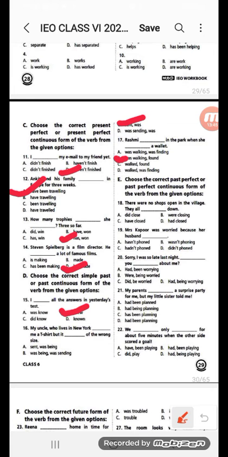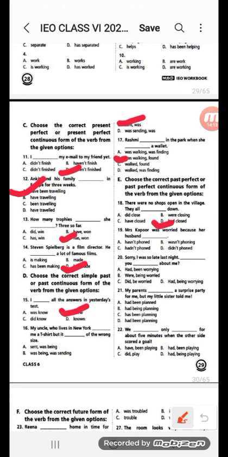Whereas perfect continuous tense shows an action that continued for some time in the past before getting completed. It takes the form had plus been plus verb plus ing. Now, number 18. There were no shops open in the village. They all had closed down.